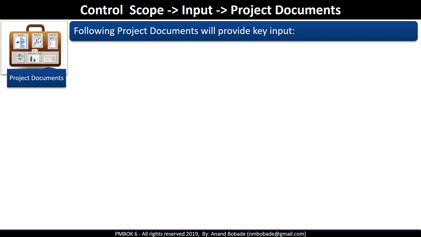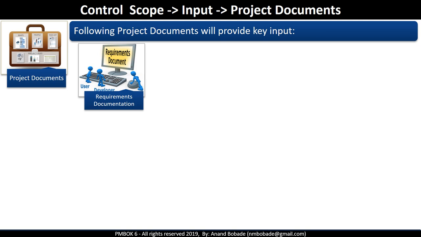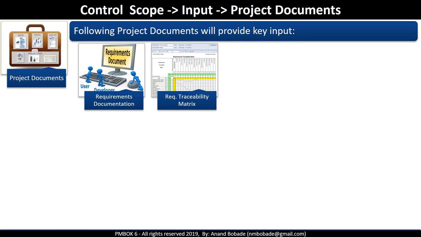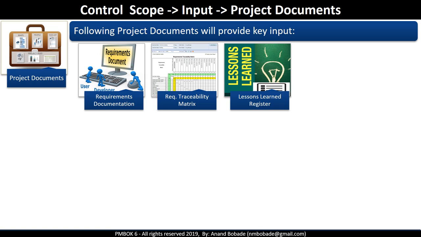The next input is project documents, under which you have requirements documentation. It contains all requirements like business requirements, stakeholder requirements, security, safety, etc. Requirement traceability matrix helps to detect the impact of any change or deviation from the scope baseline on the project objectives. As you remember, the requirement traceability matrix has a column which defines which requirements are linked to which project objectives. Lessons learned register: lessons learned earlier on the project with regard to change requests may help the project manager control the scope better in future.